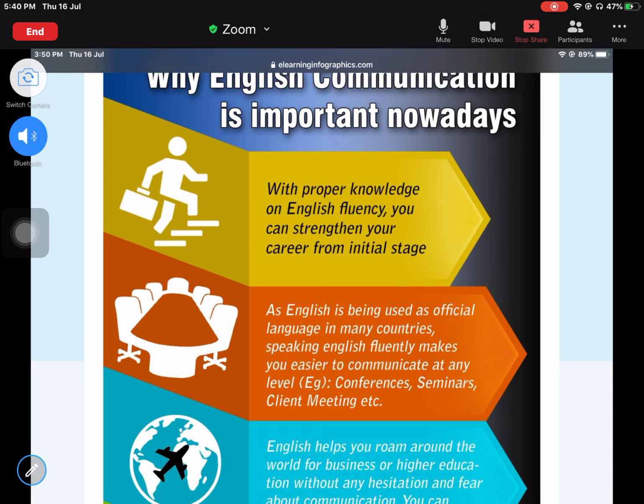And with the help of proper English, that is, with the proper knowledge of English fluency, you can strengthen your career from the initial stage. From the initial stages, you are supposed to have a good command over English. You are supposed to improve your fluency. You are supposed to speak English fluently. You are supposed to use as many words as possible.